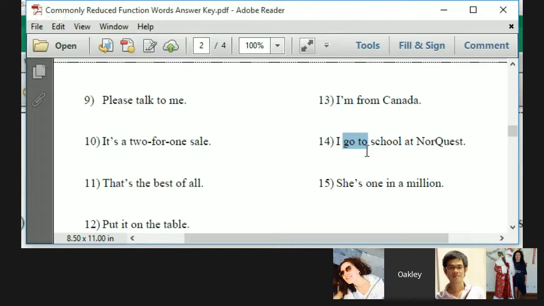I go to school at Norquest. Yeah, it sounds like it rhymes with Yoda. And "at" is here. I go to school at Norquest. I go to school at Norquest.